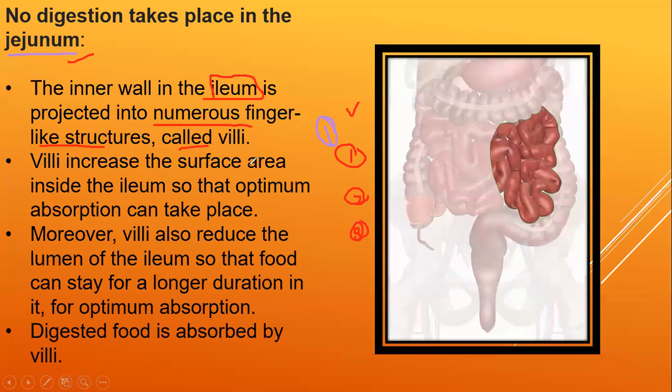And what is the function of villi? Very important point. They increase the surface area inside the ileum so that maximum absorption takes place. Villi provide surface area for maximum absorption. Moreover, villi also reduce the lumen of the ileum so that food stays for a longer duration for optimum absorption. So we have discussed the process of digestion.